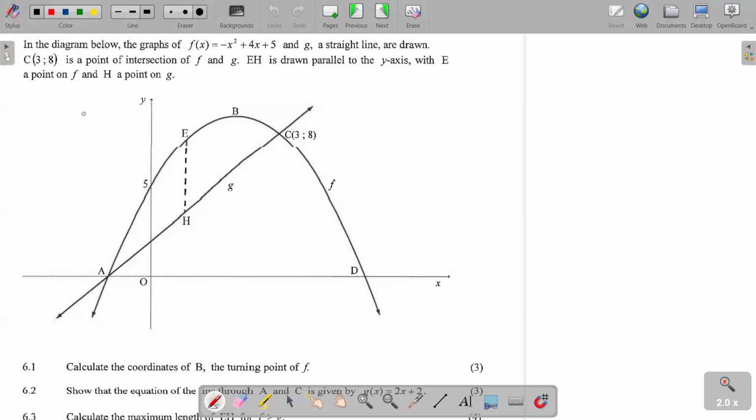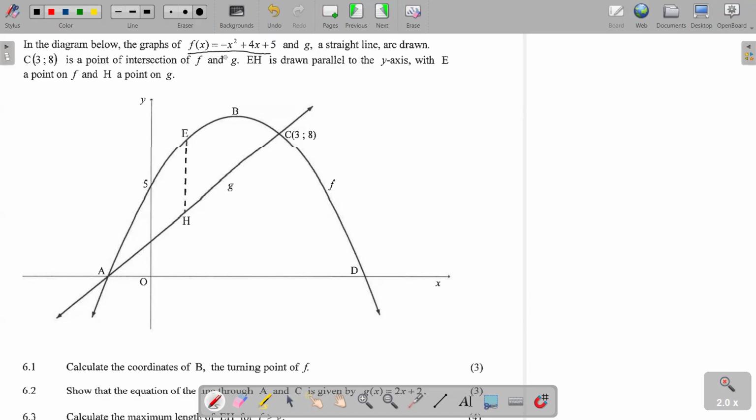Good afternoon. So we are now going to proceed with our paper which was written in 2024, the last question on functions, which is question 6. So you are given in the diagram below the graph of f(x). Here's the graph of f(x).